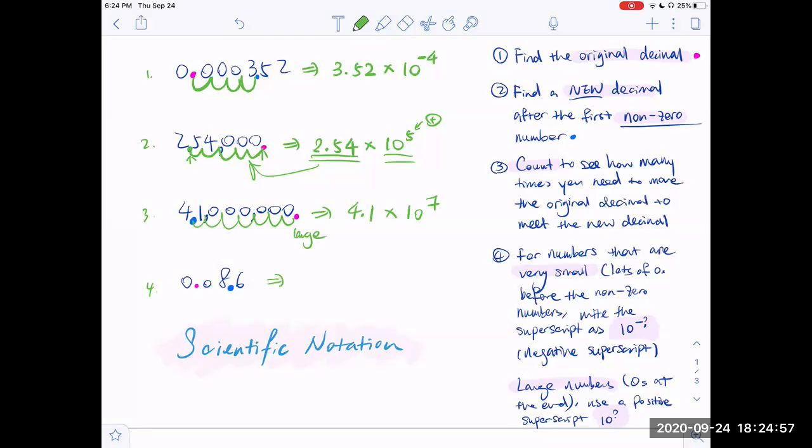Okay, lastly, now we have another number that's a little bit smaller, which is 0.086. Our new number that we want to write down is 8.6. Now we want to do 10 to the negative 2, because here we have a small number, so we want to do a negative superscript. And since we moved our decimal 2 times, then we want to do negative 2, right?